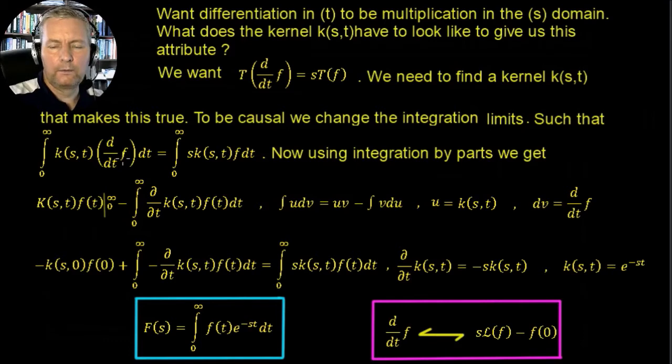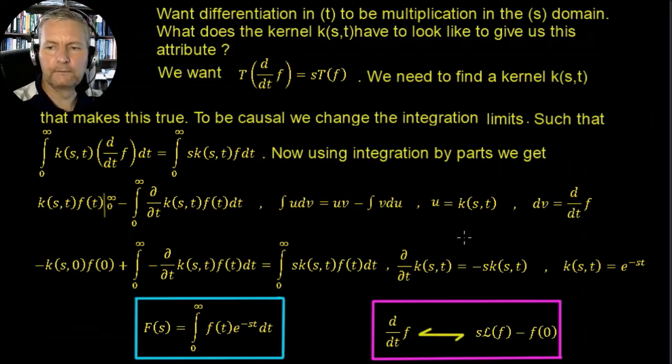I haven't gone over integration by parts in this series, but I will do a write up at the back of the notes in the appendix if you're interested. Really, integration by parts is similar to the product rule for differentiation. It's a kind of product rule for integration. If we had two functions, u and dv, and we were integrating them, that would be equivalent to u times v minus the integral of v du. So in this instance we'll make our u equal K(st), and we'll make our dv equal d/dt of our function f.